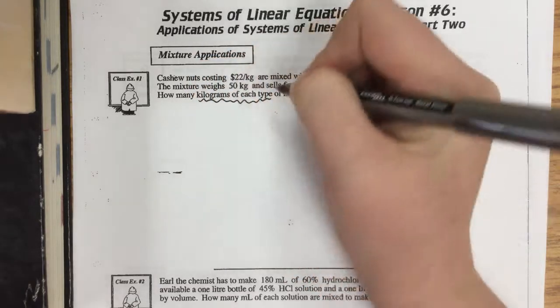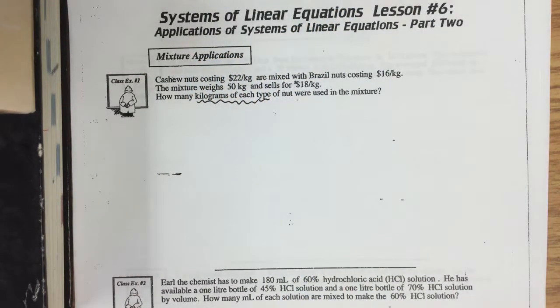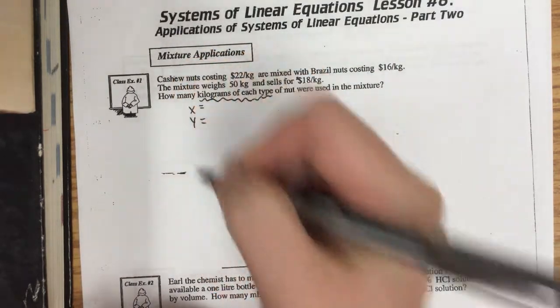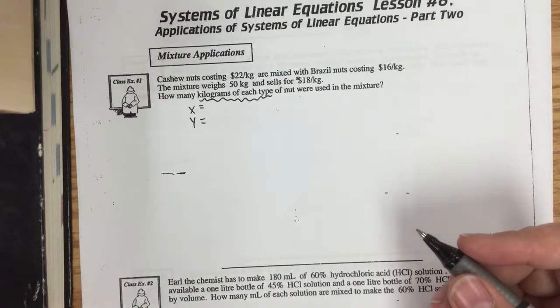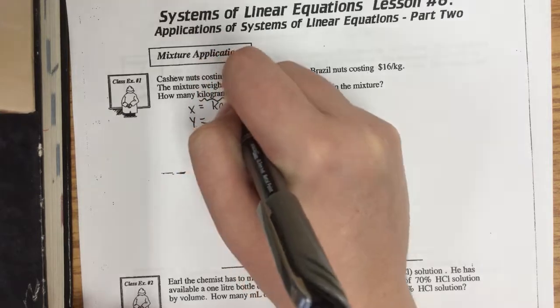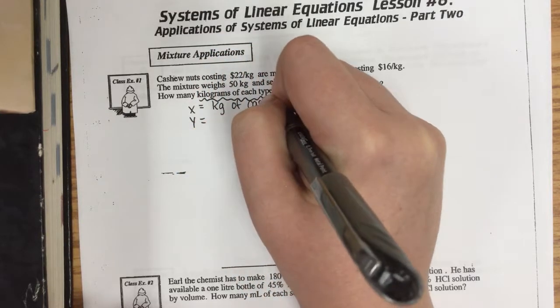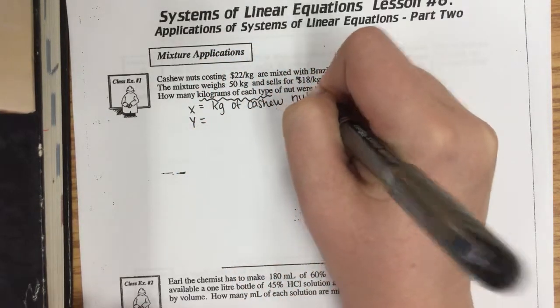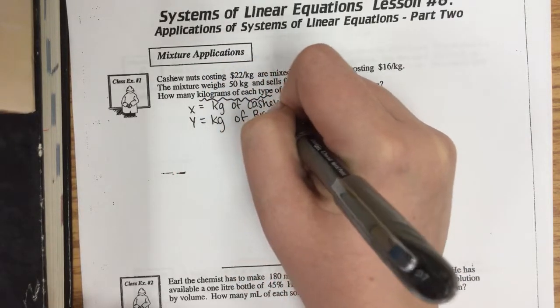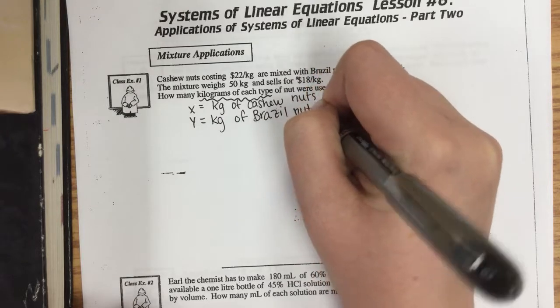I like to underline what the question was asking me, because that's going to help me define my variables. So how many kilograms of each type of nut were used in the mixture? I'm going to let my variables be x and y, in kilograms. x is going to be kilograms of cashew nuts in the mixture, and y is going to be kilograms of Brazil nuts in the mixture.